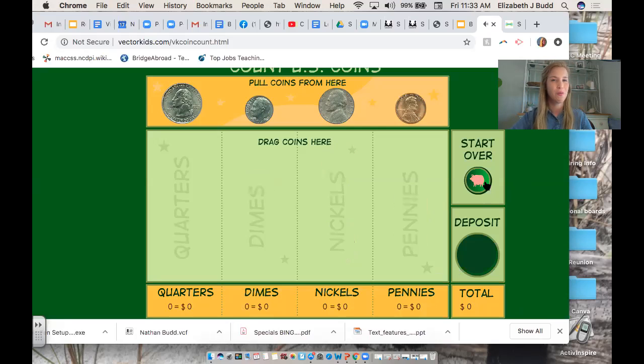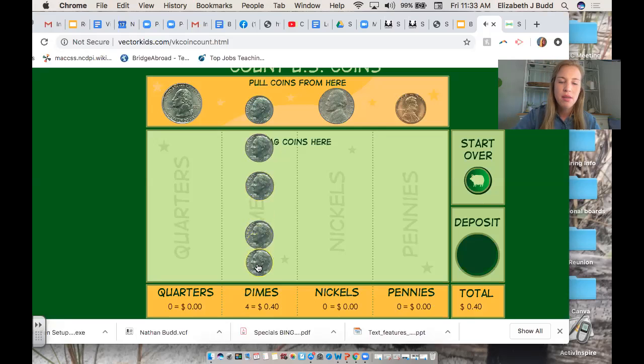For number 2, we had 4 dimes. That's a lot of dimes. So we're gonna click the dime 4 times. 1, 2, 3, 4. I'm gonna spread them out so we can see them nice and neatly. Sometimes they get a little jumbled up. And if you notice at the bottom, we have 40 cents worth of dimes here. That's a lot of cents.